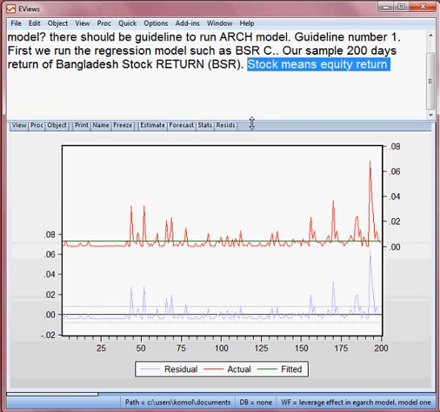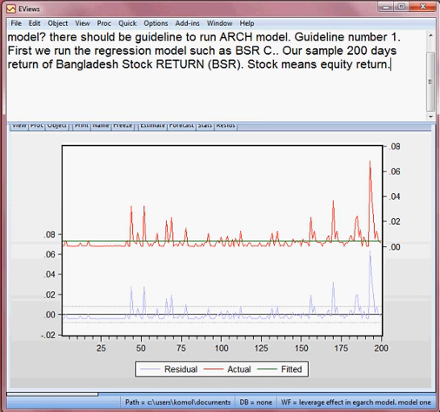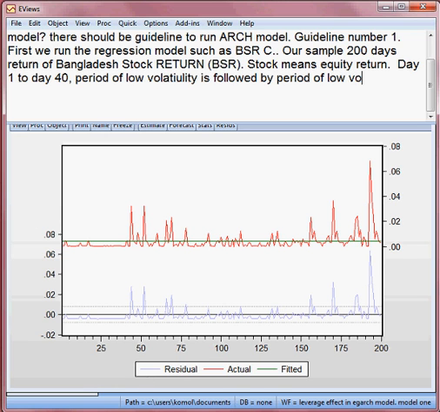Here I can write the story: from day 1 to about day 40, we can see that a period of low volatility is followed by a period of low volatility for a prolonged period.